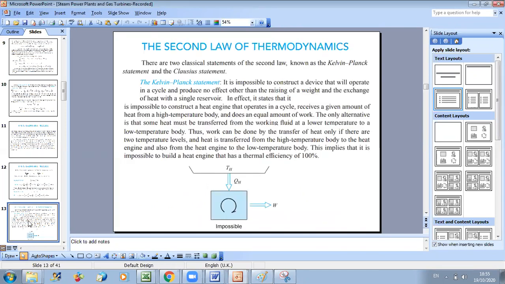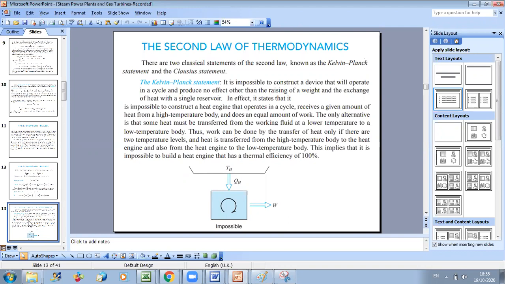Now, for the second law of thermodynamics. This law is very important for you to understand how, for example, refrigeration cycles work or how HVAC systems work. We have two classical statements of the second law of thermodynamics: the Kelvin-Planck statement and the Clausius statement, and both will give the same result at the end.